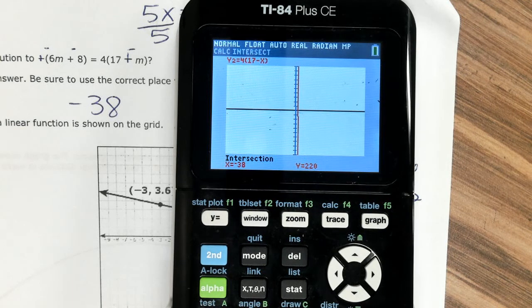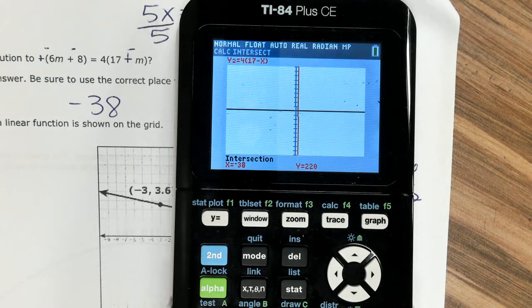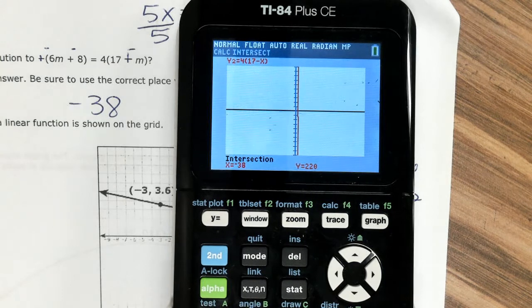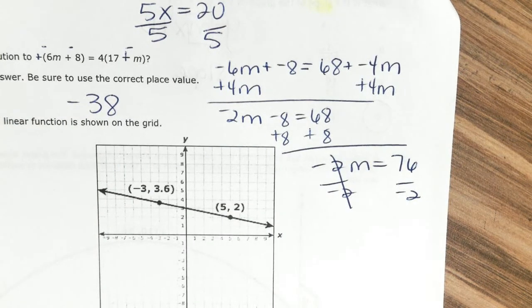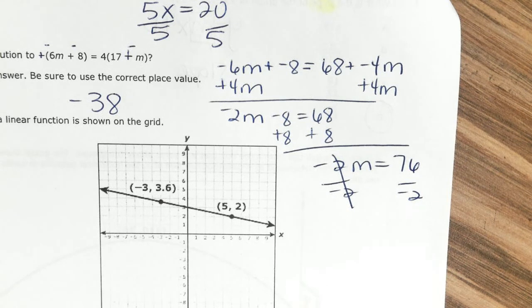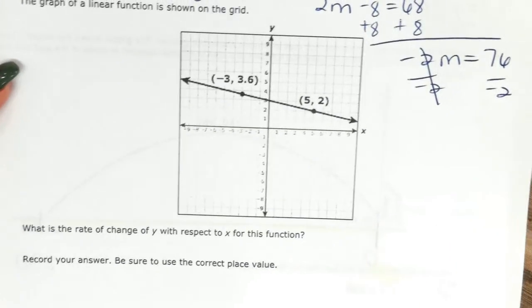Did it give you the answer now? Okay, so when it does that, your windows are not set correctly. Does everybody understand that? All right, the next question, what was the clue word?